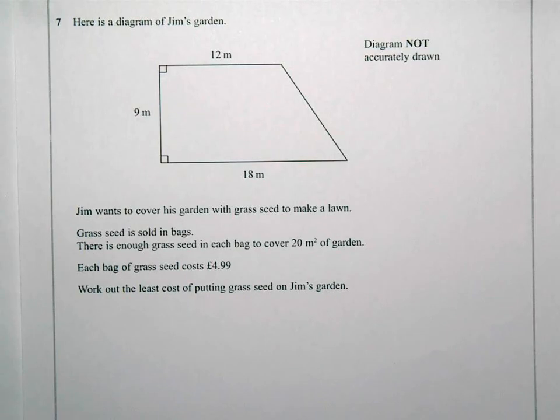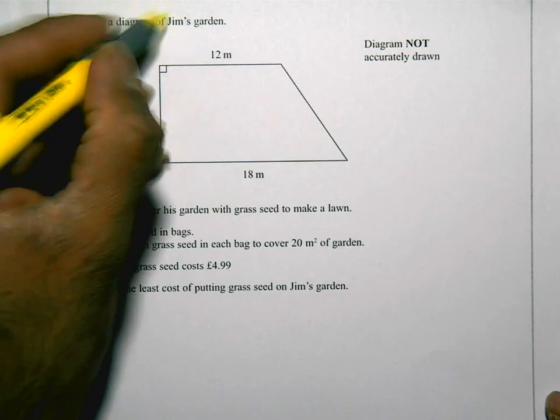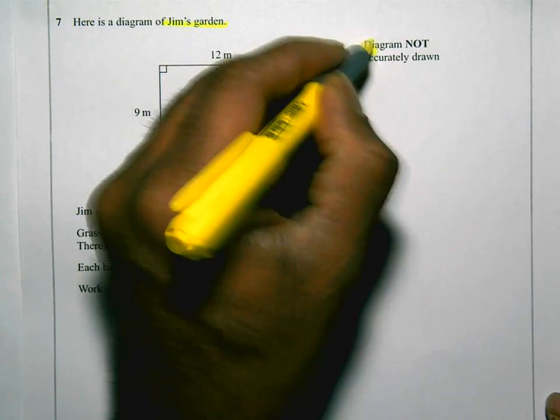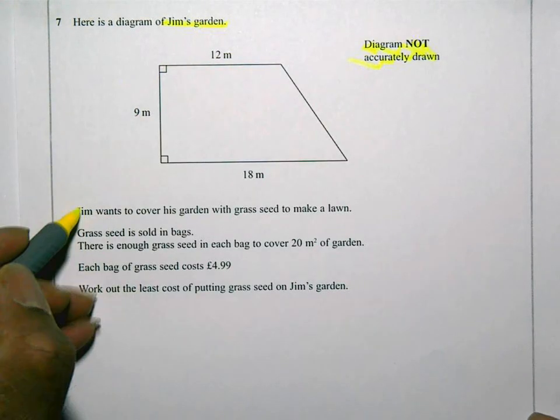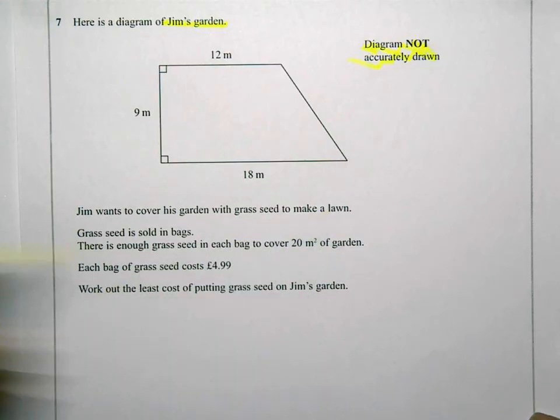This is question 7 on the higher non-calculator paper. Now let's read the question here first. Here is a diagram of Jim's garden. Right, the diagram's not drawn to scale. Jim wants to cover the garden with grass seed to make a lawn.